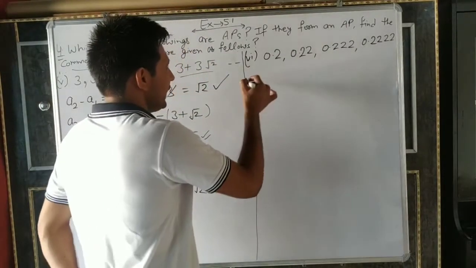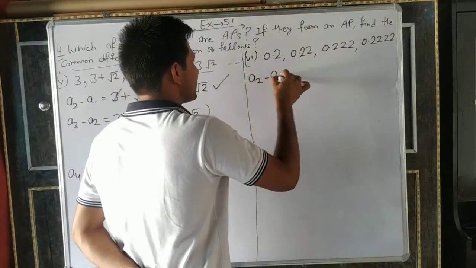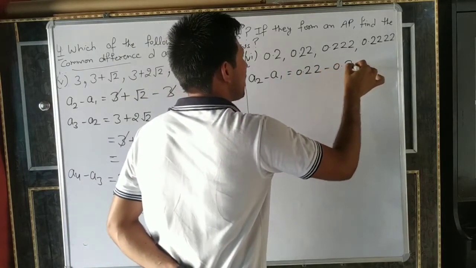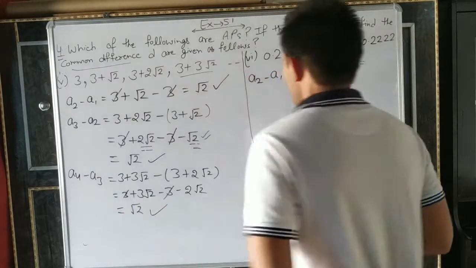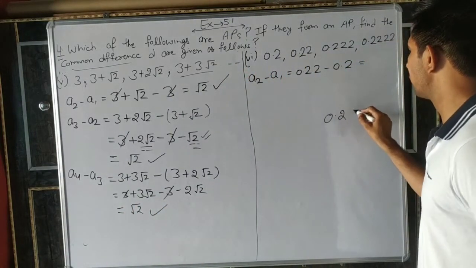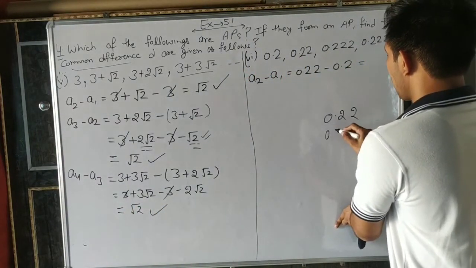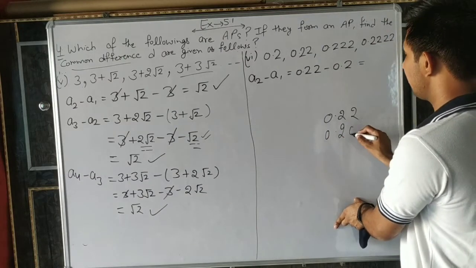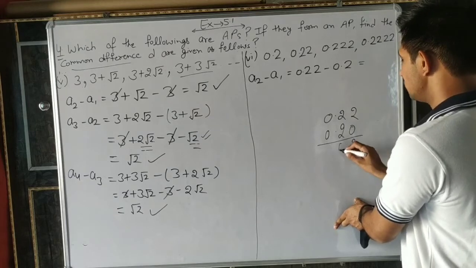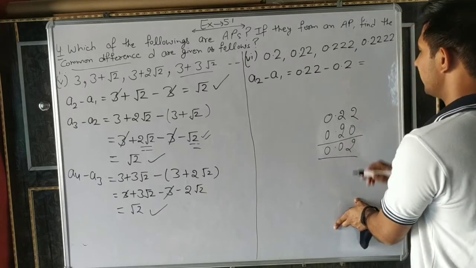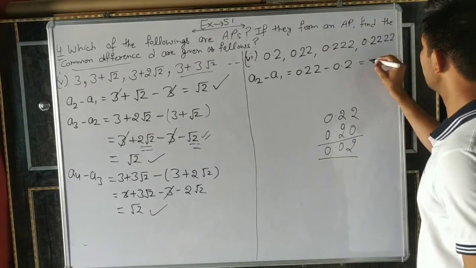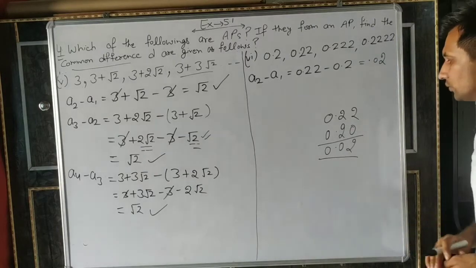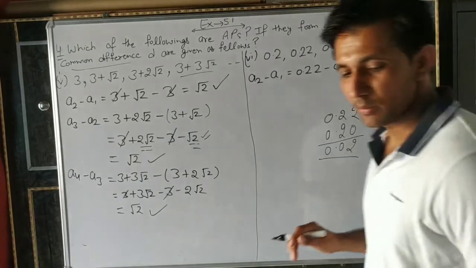Look at A2 minus A1: 0.22 minus 0.2. How much remains? Tell me. 0.22 and 0.2, and if there is no number we can write 0 also. So 2, 0. What is D? Understand? So it comes to 0.02.